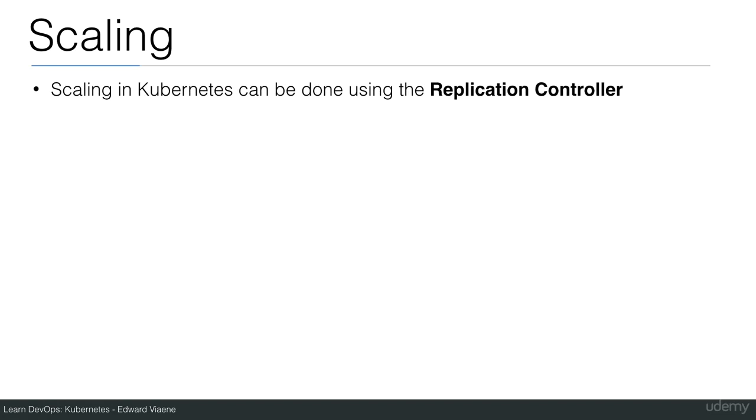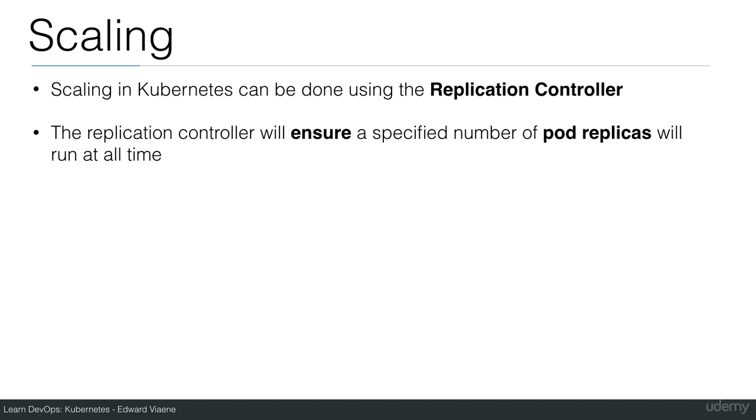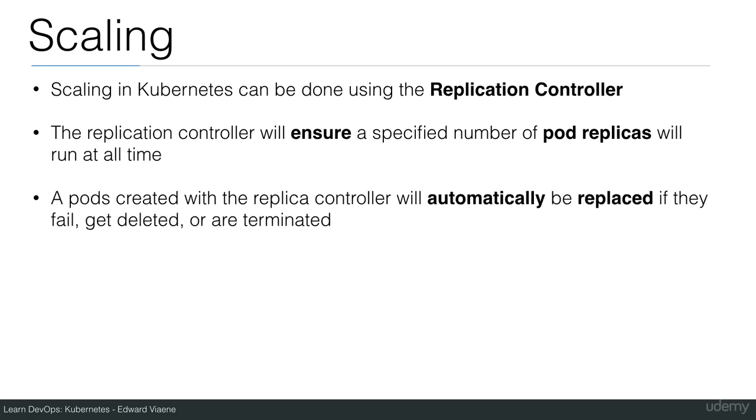Scaling in Kubernetes can be done using the replication controller. The replication controller will ensure a specified number of pod replicas will run at all times. So you just specify, let's say, 5 pod replicas, and then it's going to run the same pod, but then 5 times. A pod created with the replication controller will automatically be replaced if it fails, gets deleted, or is terminated.